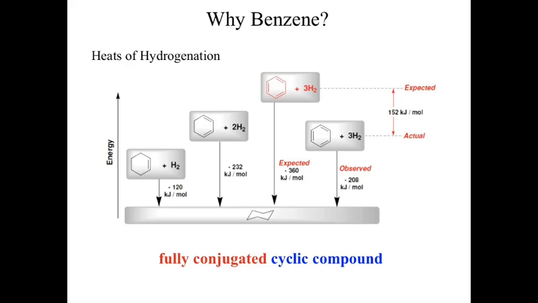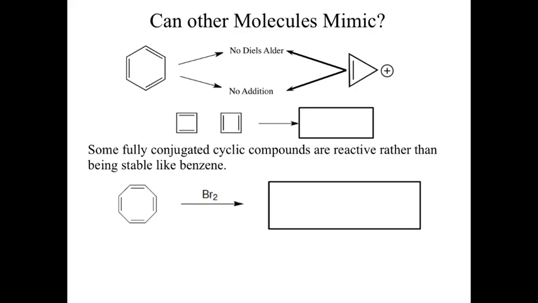So now that we've found a molecule that does this, perhaps we'd like to find some others. So some examples. Benzene, due to the stabilization, doesn't show the standard addition reactions that we would see with an alkene, and we don't see the Diels-Alder reaction that we would also expect with alkenes, or even dienes, and benzene technically is a triene.